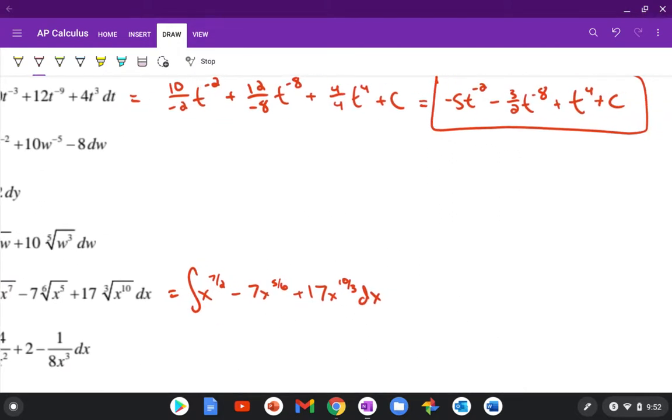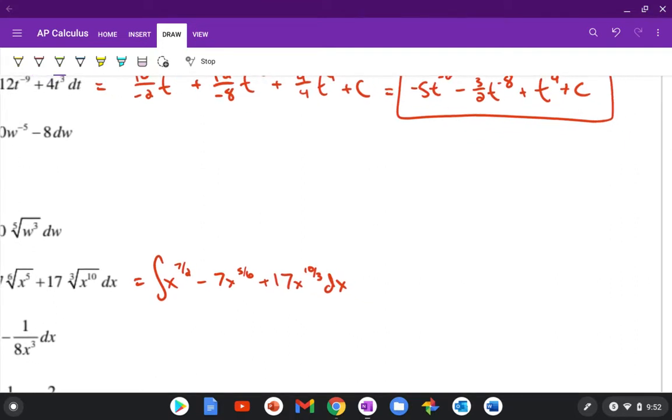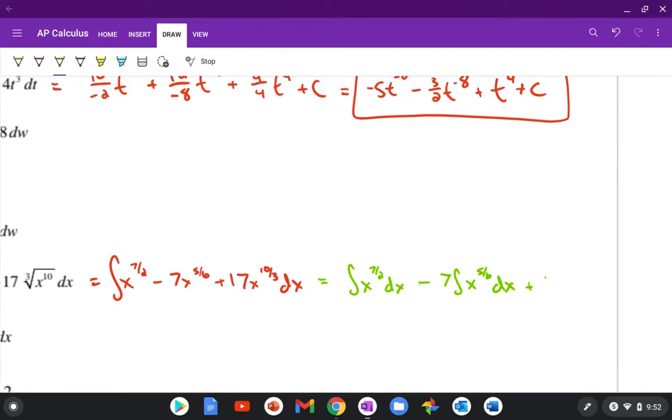And really what we're actually doing on all these, we're kind of just doing this in our head, but I do want to show you this, is we're splitting this up into a bunch of different separate integrals. So this is really the integral of x to the 7/2 dx minus, and then the 7 actually pulls in front of the integral, 7 integral of x to the 5/6 dx, and then plus 17 integral x to the 10/3 dx. So this is really what we're doing on each of these. We're breaking each of the separate terms into a different integral. And notice how I even wrote the dx on all of those. That just tells us we're integrating with respect to x on all of these different integrals.